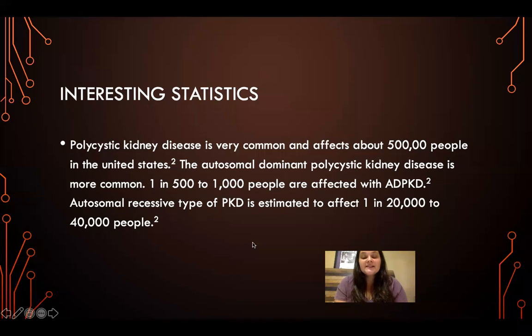There is an interesting statistic that I found out: polycystic kidney disease is a common disease, with about 500,000 people in the United States. Autosomal dominant polycystic kidney disease is more common, with 1 in 500 to 1,000 people affected, whereas autosomal recessive polycystic kidney disease is estimated to affect 1 in 20,000 to 40,000 people in the world.